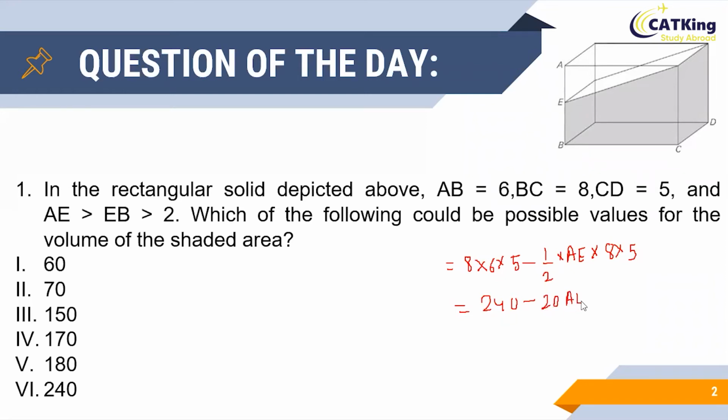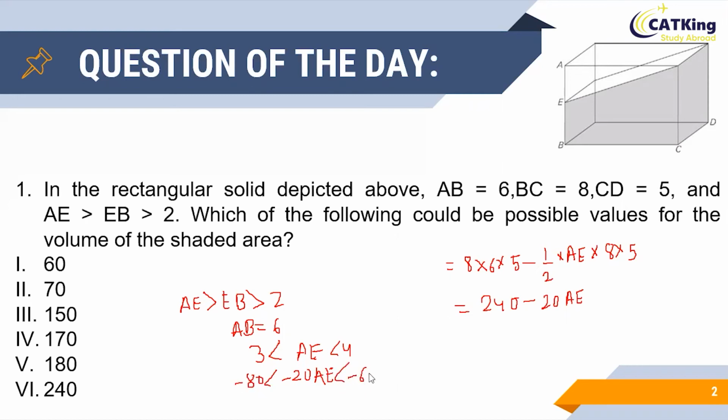Now, we can see that it is given to us AE is greater than EB, which is greater than 2. And it is also given that AB is equal to 6. So, we see that AE will take values between 3 and 4. AE should be less than 4 so that EB can be greater than 2. And hence, minus 20 AE will lie between minus 80 and minus 60.